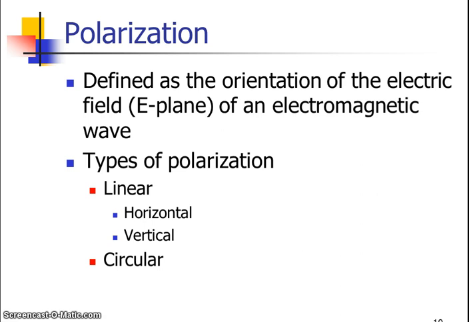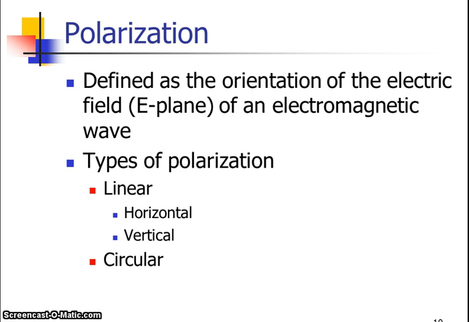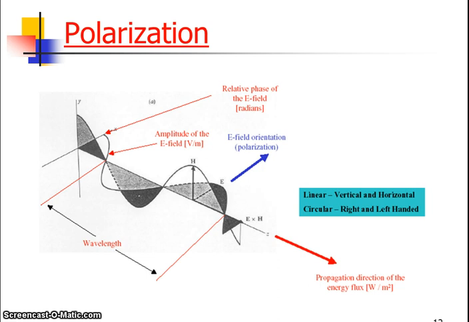Vertically polarized antenna: the electric field is perpendicular to the earth's surface. For example, the broadcast tower of AM radio. Horizontally polarized antenna: the electric field is parallel to the earth's surface. Example, television transmission. Circularly polarized antenna: the wave radiates energy in both the horizontal and vertical planes and all planes in between. These are the graphical representations of the polarization concept.